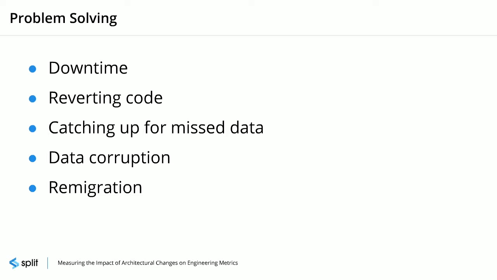In the case there's a problem, obviously you have the downtime. You have to go in and revert all of that code. You have to find any data that you've missed and manage corruption. And then again, you have to follow that checklist again for migration.